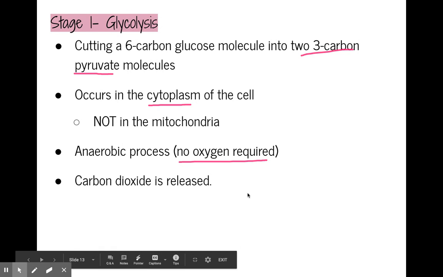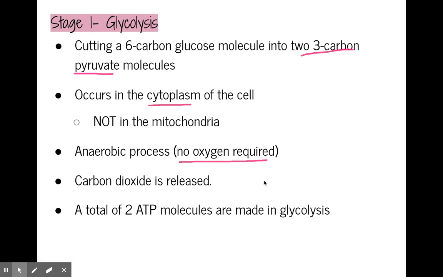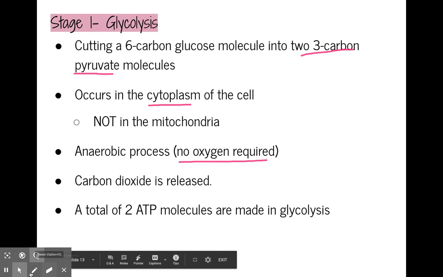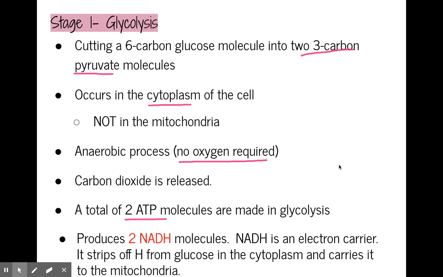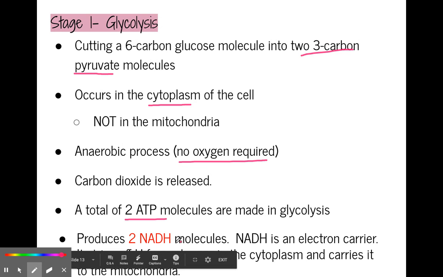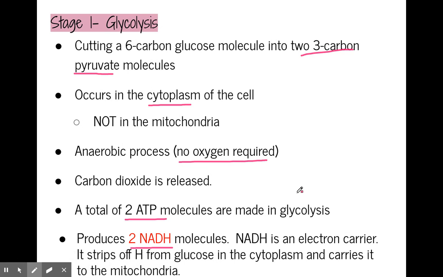Carbon dioxide is released. It only generates 2 molecules of ATP. And it produces 2 molecules of NADH. NADH is an electron carrier.